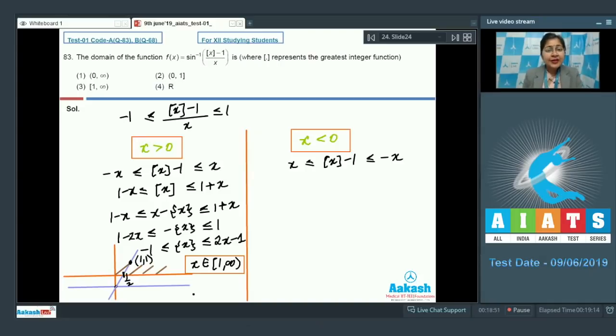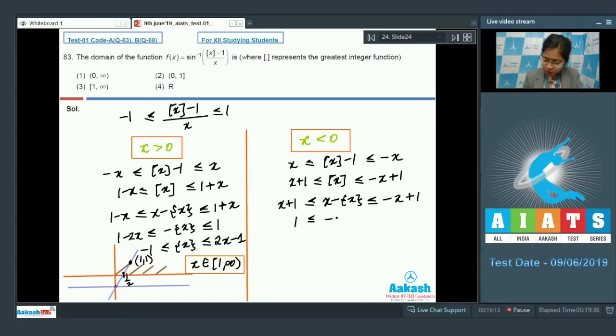Now from the second inequality, that is x less than 0, we have greatest integer of x should go from x plus 1 up till minus x plus 1, that is x minus fractional part of x should go from x plus 1 up till minus x plus 1. Subtracting x, we will get 1 is less than equal to minus fractional part of x is less than equal to minus 2x plus 1, which means that fractional part of x should go from 2x minus 1 up to minus 1.